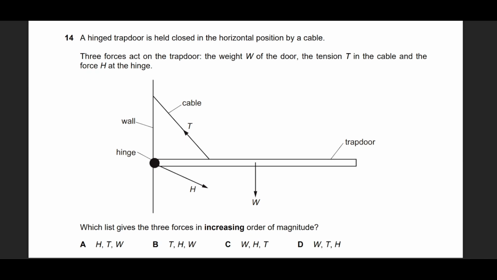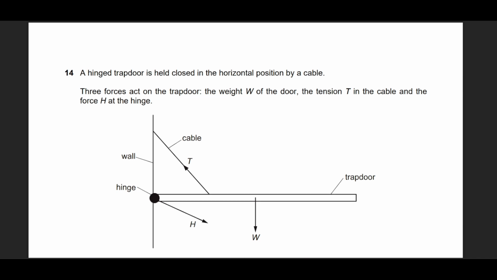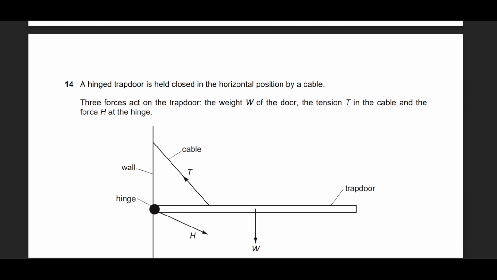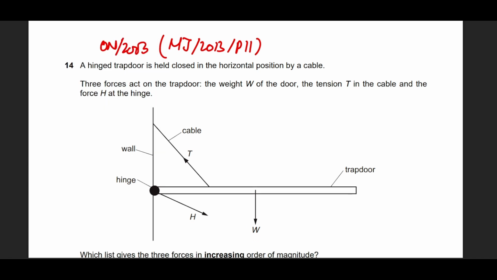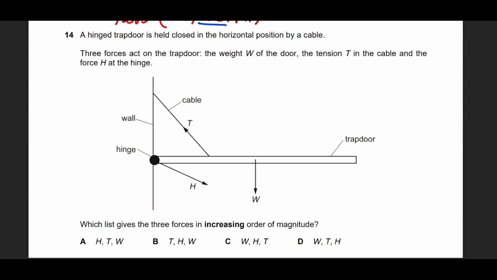Question number 14 requires a bit of understanding. He says that a door is hinged at this point. We have three forces, and let me remind you, this question has been repeated. It first appeared in October-November 2003, and then it appeared in May-June 2013, paper 1-1. I wasn't able to find other papers. I suspect that it was also repeated in papers after 2013. It is one of the common questions from forces and vectors.